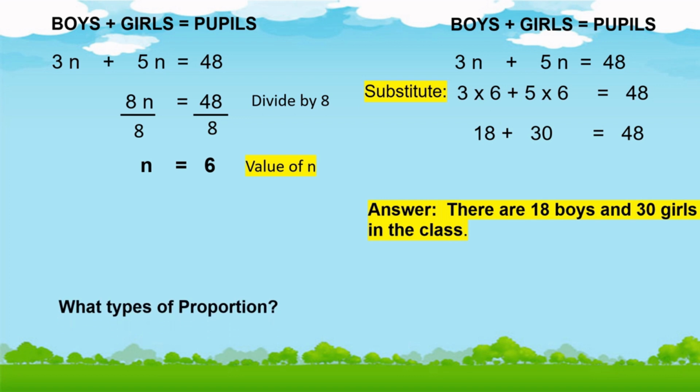So what type of proportion is this? It is a partitive proportion. Why partitive proportion? Because partitive proportion is used to divide a number into parts proportional to the given ratio.